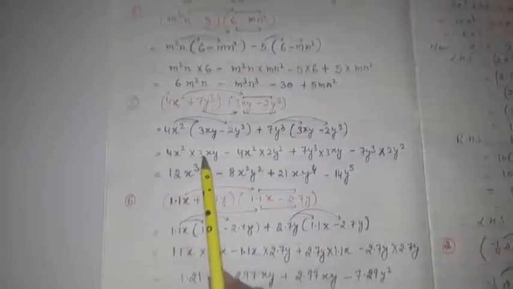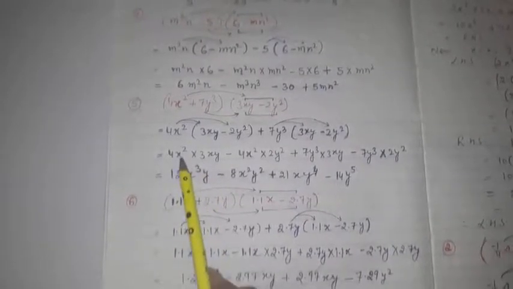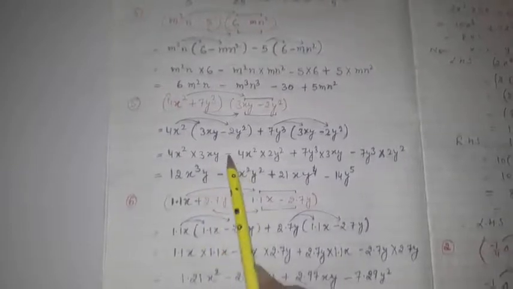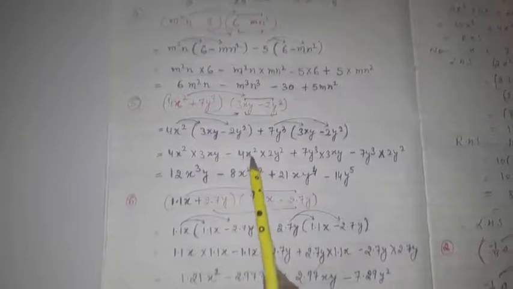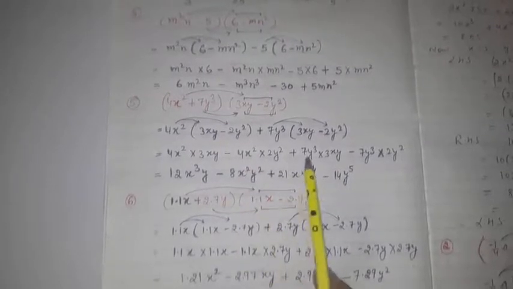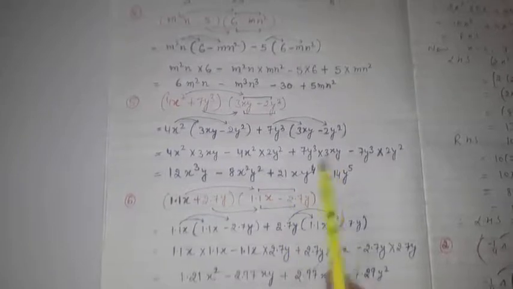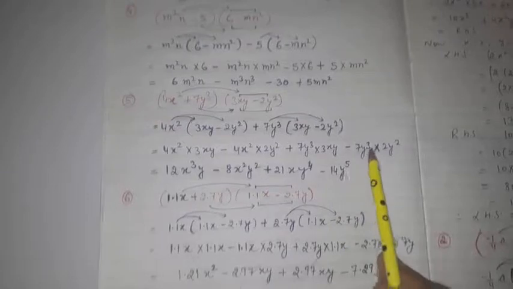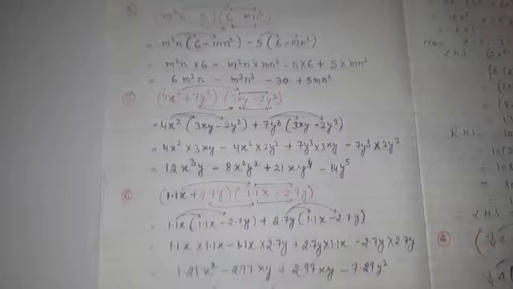Now we multiply the coefficients. 4 3s are 12, x square into x, that is x raised to power 3, and y as it is, minus 4 2s are 8, x square y square, 7 3s are 21, x y raised to power 3 and y raised to power 1, which is equal to y raised to power 4, minus 7 2s are 14, y raised to power 3 into y raised to power 2, that is equal to y raised to power 5. So these are unlike terms and we cannot add these or subtract these.